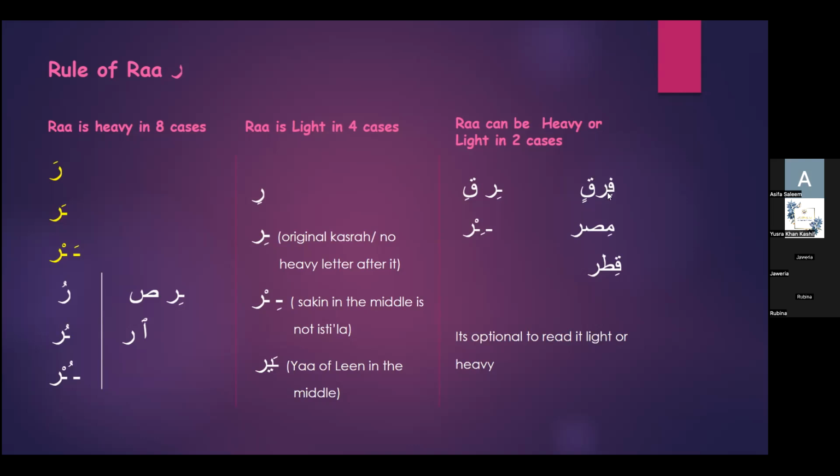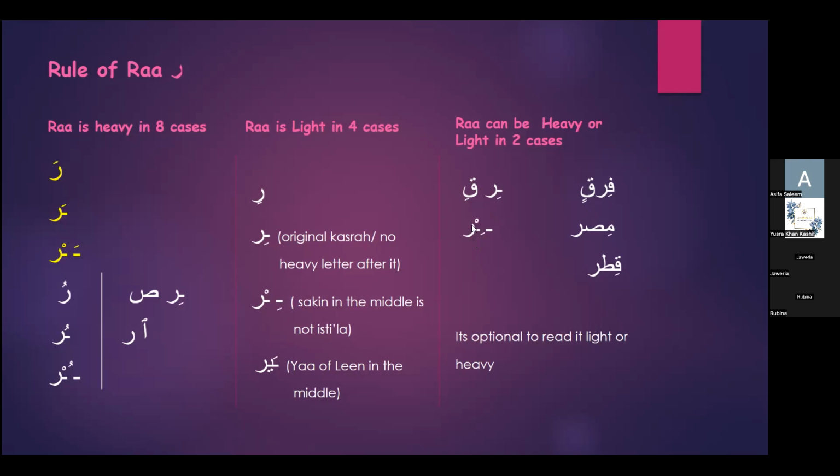Firq, firq, firq. That will be the same situation as is here. Ra sakina preceded by kasra followed by a heavy letter. Okay? The 2 options of heavy and light ra is only in the case when you're reading the haraka of the qaf, because it has a kasra, so therefore the ra in the middle can be read with heaviness or lightness.